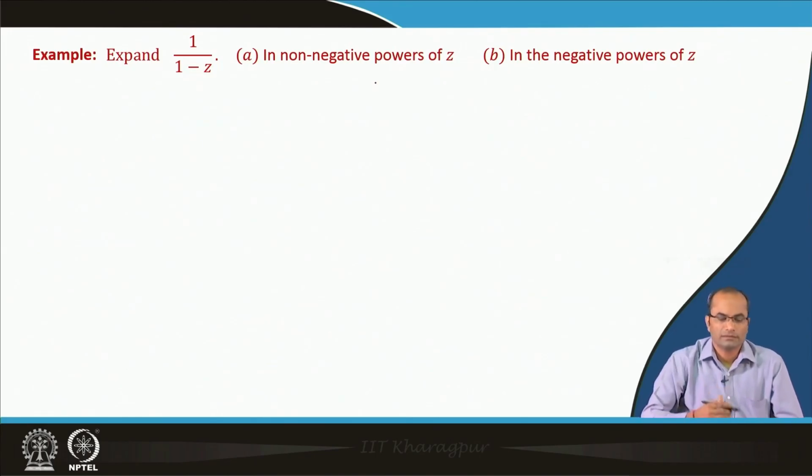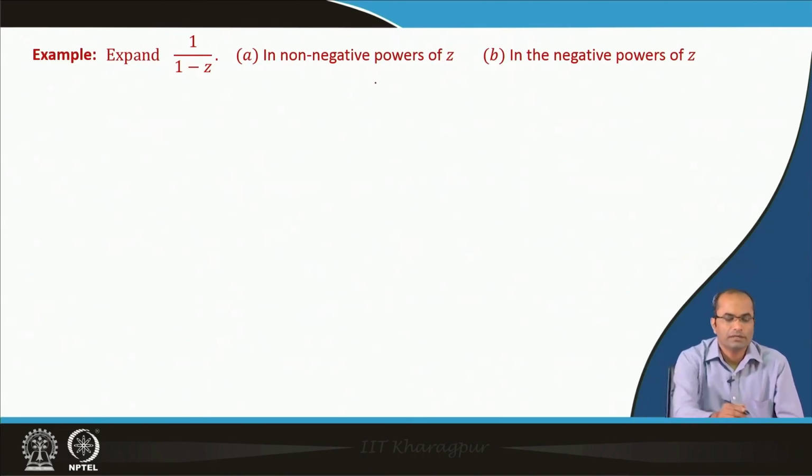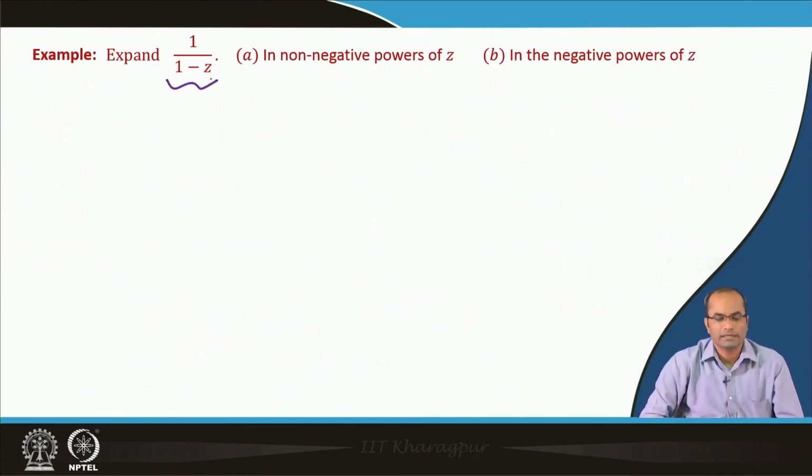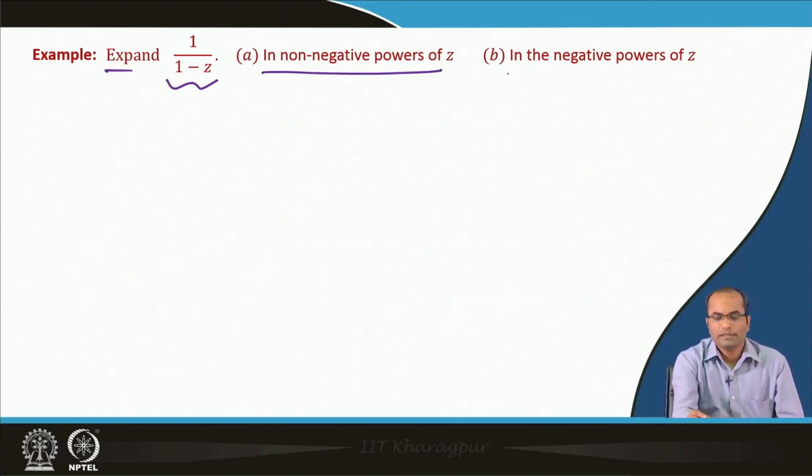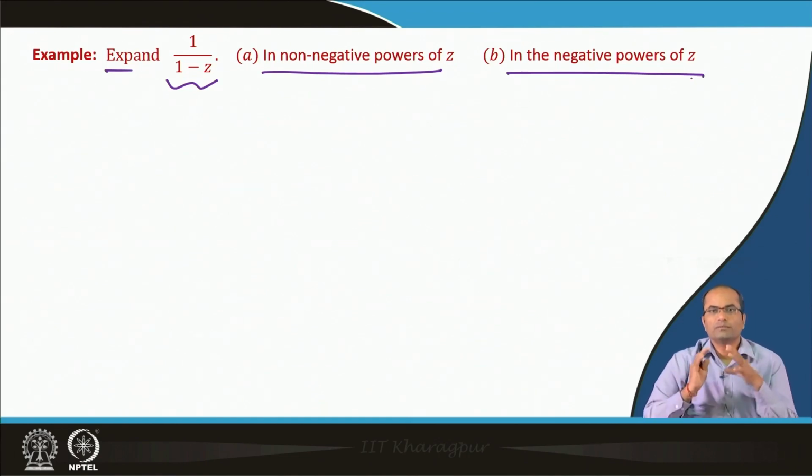So, there are ways by which many functions can be treated, using the expansion of this very fundamental function 1 over 1 minus z, which we have already observed in the Taylor series. First we will see how to expand in non-negative powers of z and in negative powers of z. These two extreme expansions we will see for this function, and then various combinations we can observe for many other functions with the help of this example. So, here the non-negative powers of z and the negative powers of z.